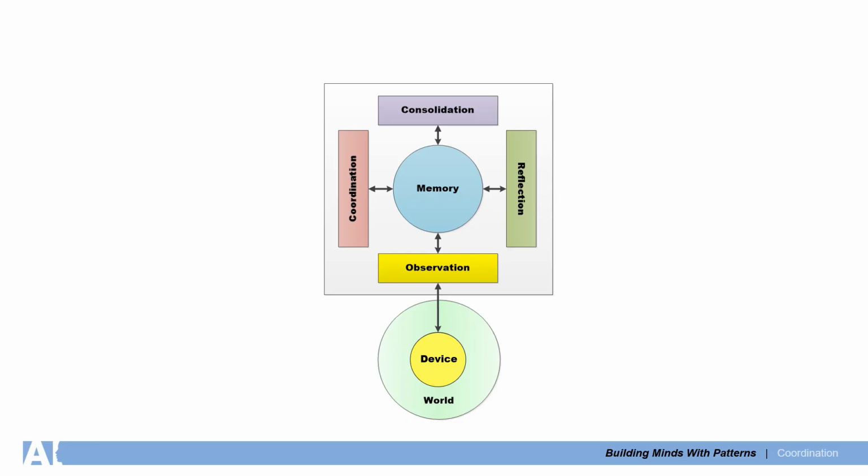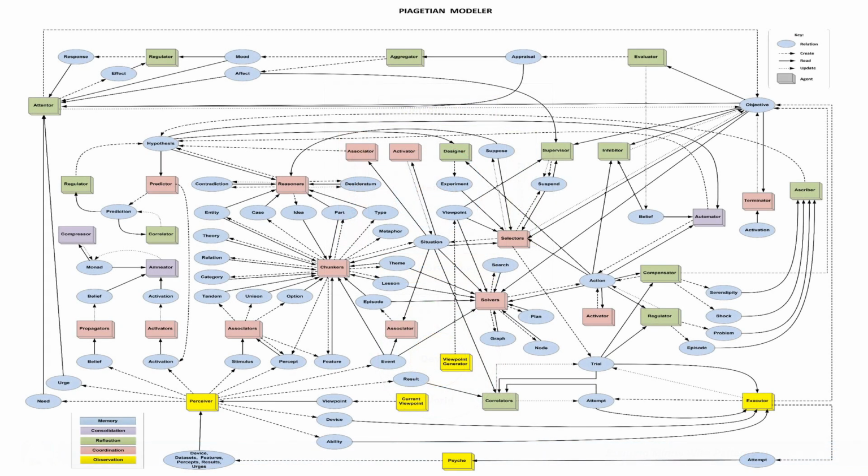So we end where we started, with a generic cognitive architecture that has areas for memory, observation, coordination, reflection, and consolidation, with a specific cognitive architecture that has the same.